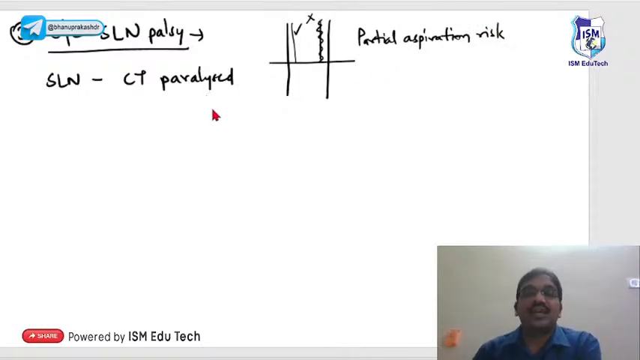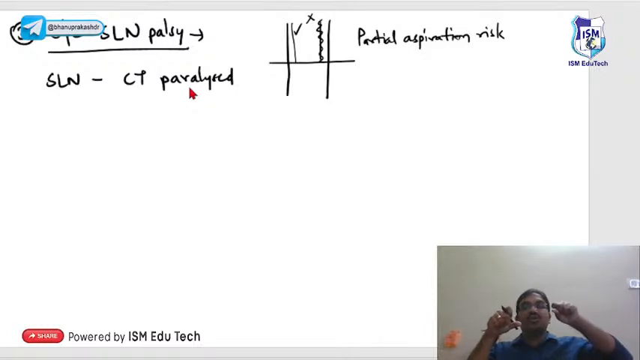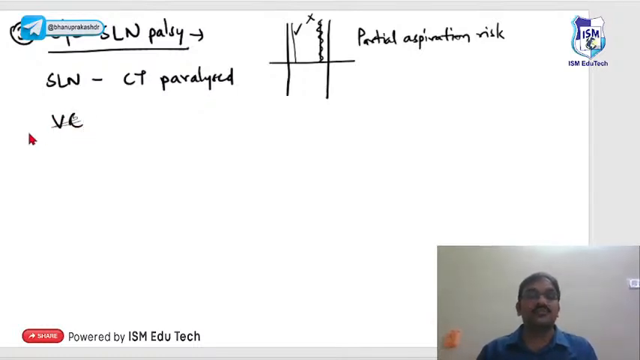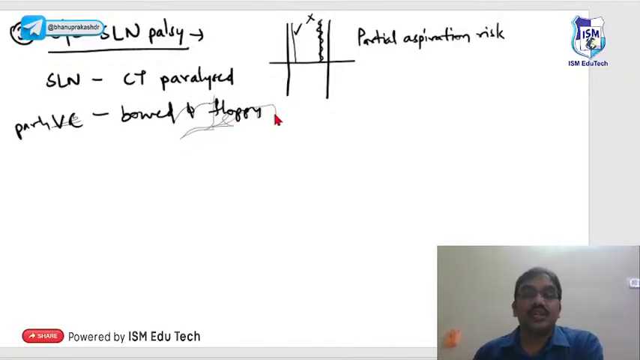Clear. The function of the cricothyroid is keeping the vocal cord tensed. If this tensing function is lost, the cord won't be tight, it will be a bit floppy, and a bit bowed in appearance. So the paralyzed vocal cord will be bowed and floppy, right? Clear. So this is about unilateral SLN palsy.